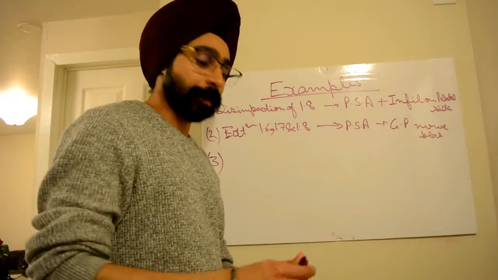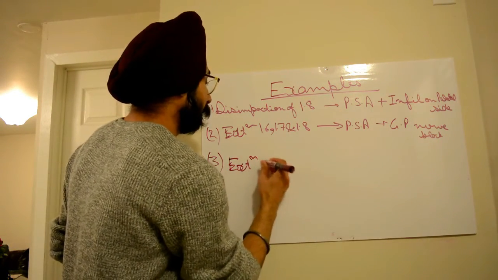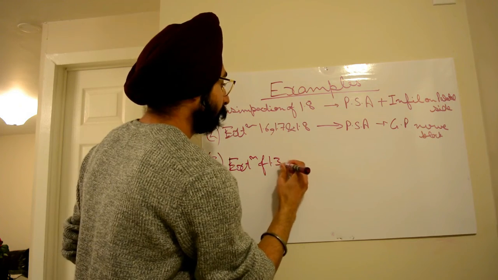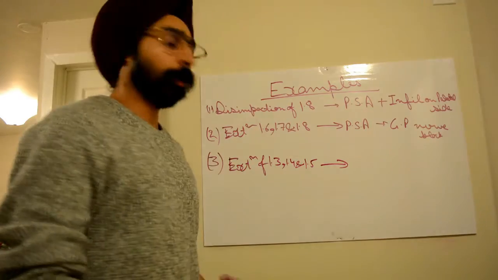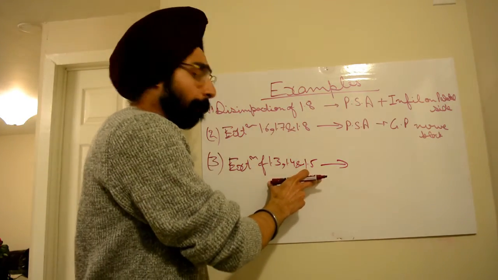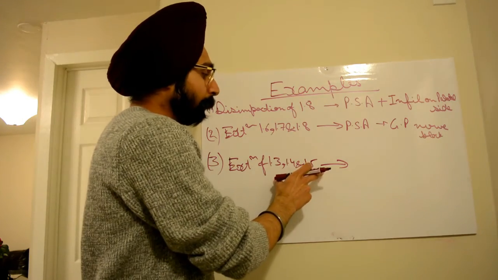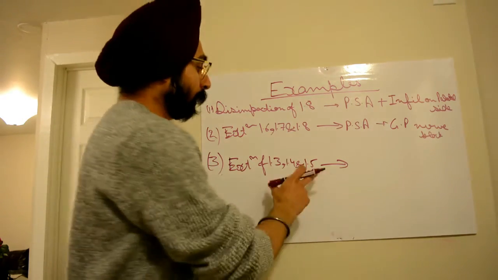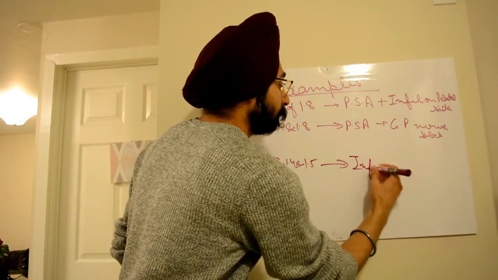Let's take another example. Extraction of 13, 14 and 15. So now, since upper 3 teeth are involved, we can no longer give infiltration. It will be better if we give infraorbital here.